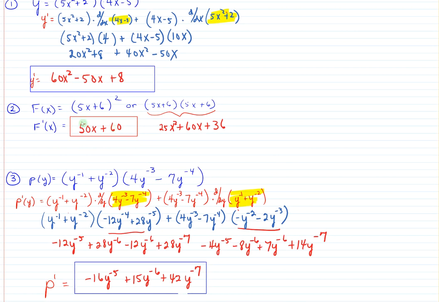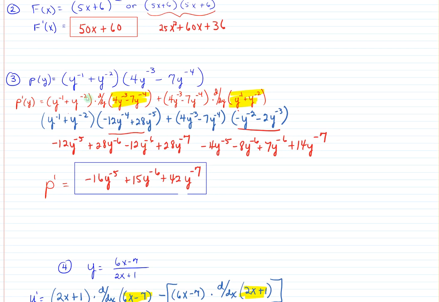Number 2. Now, number 2, you have it written like this, or 5x plus 6 times 5x plus 6. So it might be easier in this case to go ahead and just multiply this. So that's 25x squared plus 60x plus 36, because that's a real easy derivative. So that's 50x plus 60. You could do the whole product rule. In this one, I would say it would save you a lot of time to just do that.